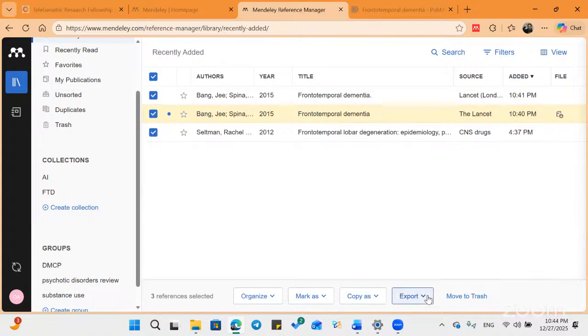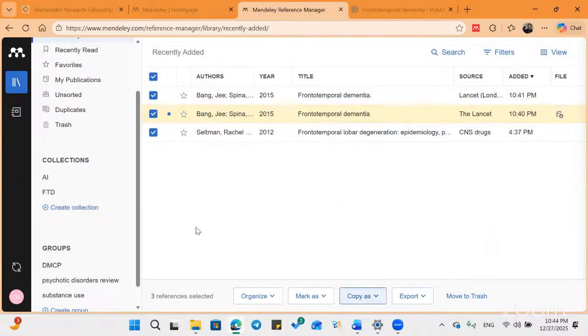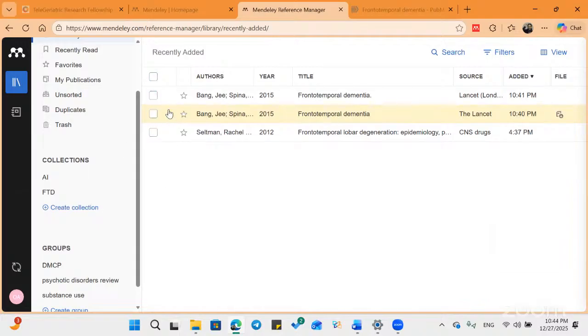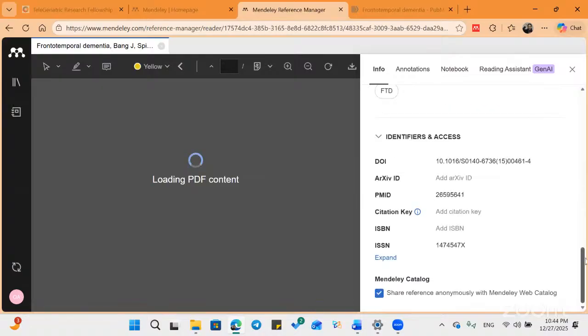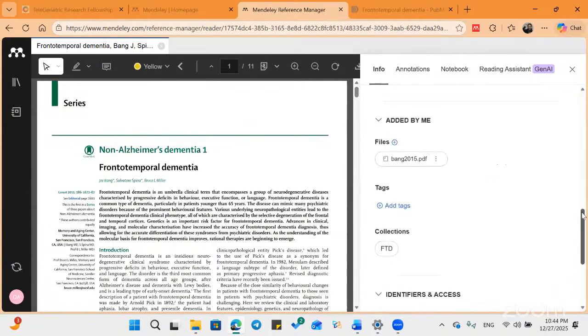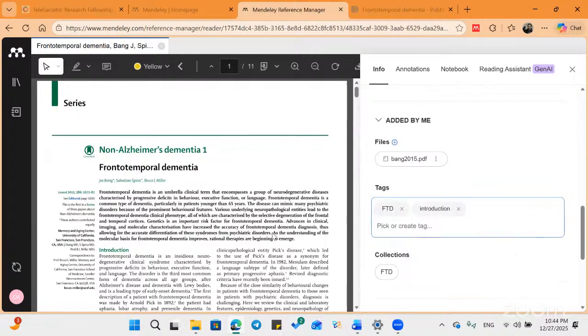We can also, in the same way, export our references to EndNote or in any of these formats. To add tags for our paper, for our reference, we can click on it, and here to the right you can find tags, and you can add the tags you want. For example, like this one.